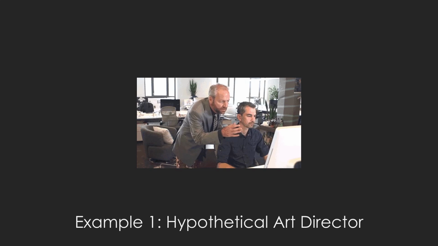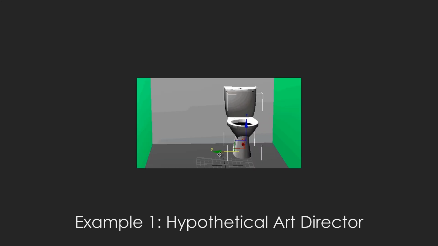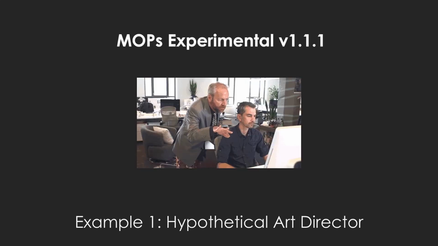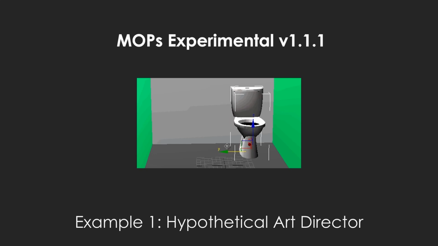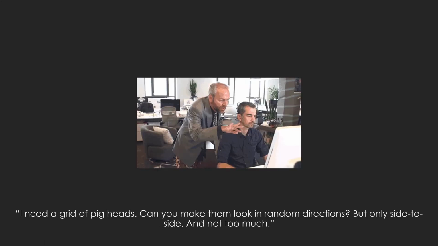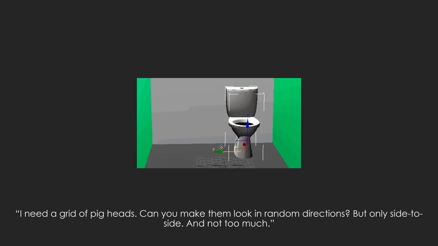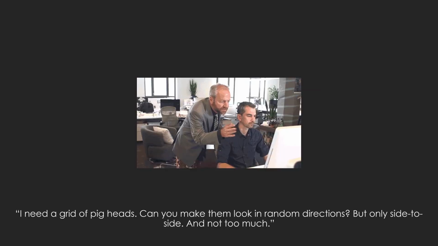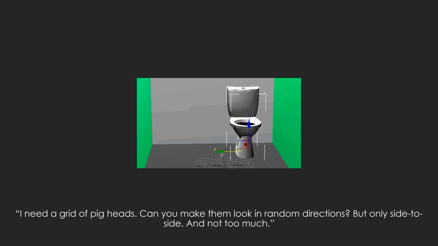For anyone who's following along at home, or anyone digging into the examples later, I'm using MOPS Experimental version 1.1.1. Here's an imaginary situation where an art director is giving you very specifically vague instructions on how he wants to construct a grid of pig heads. So here's the initial ask. "I need a grid of pig heads. Can you make them look in random directions, but only side to side, and not too much?"